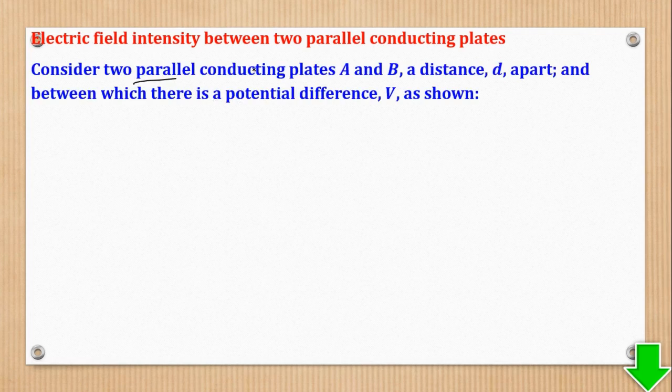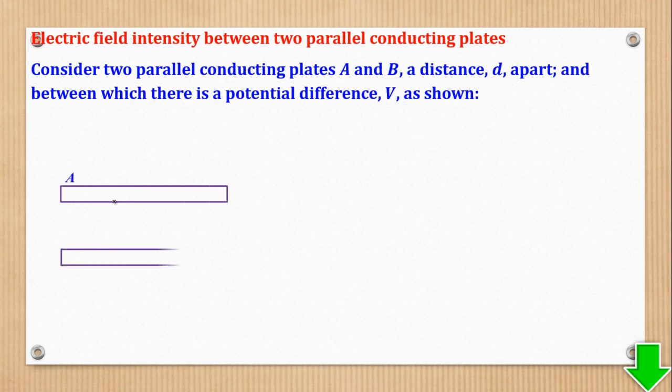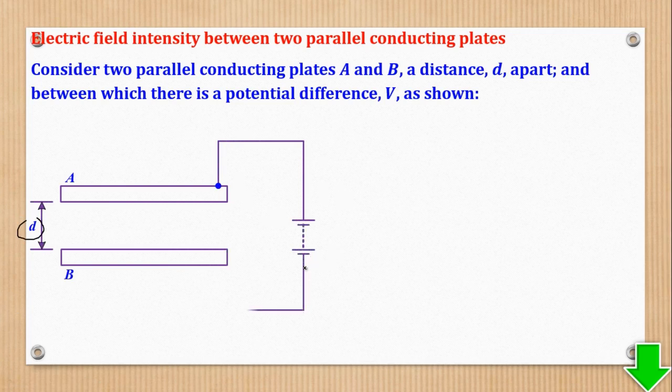So we shall consider two parallel conducting plates A and B at distance d apart, so separated by a distance d, and between which there is a potential difference V. So let's first illustrate that also. There are two parallel plates A and B separated by a distance d. But they say there is a potential difference, meaning we have to connect it to the battery, where the potential difference is V.